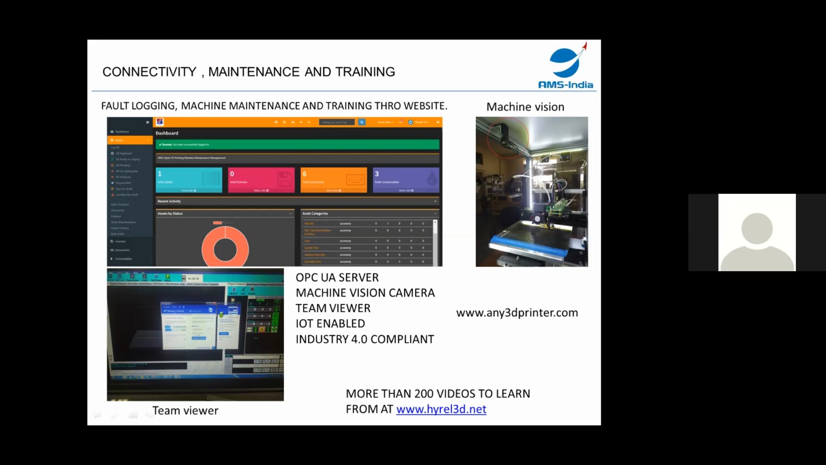You can go to our website and see all the videos related to this. We have a TeamViewer session also on the machine. If there is any problem with the machine, we are able to remotely log in and help you solve the problems or do the maintenance remotely. So we have TeamViewer attached to the machine.